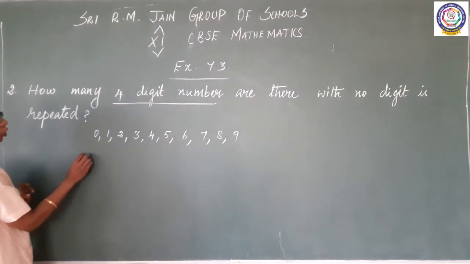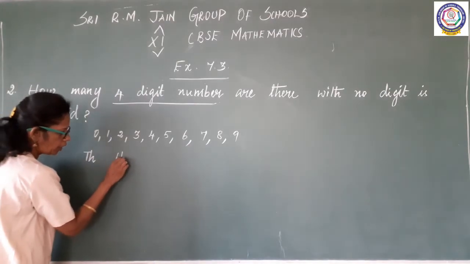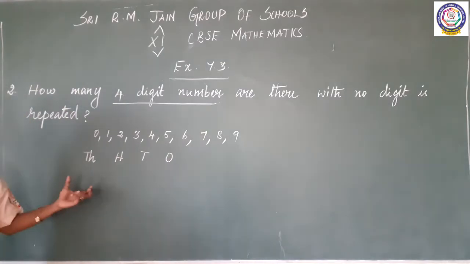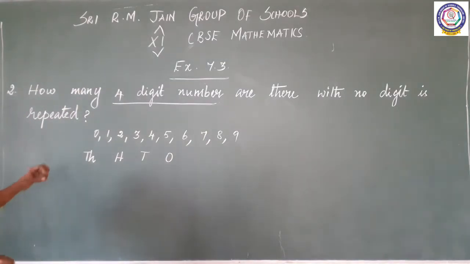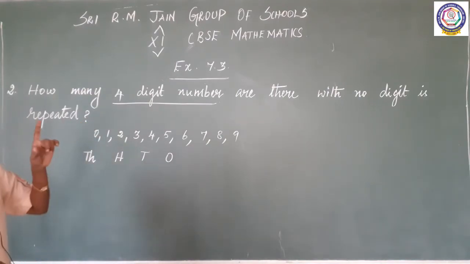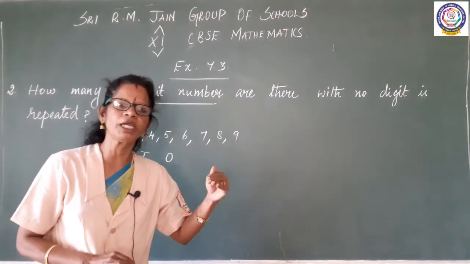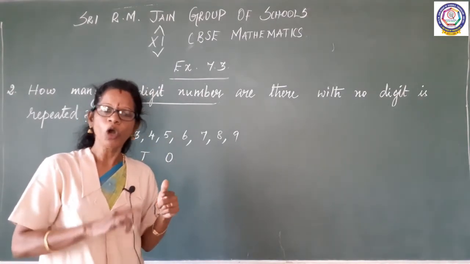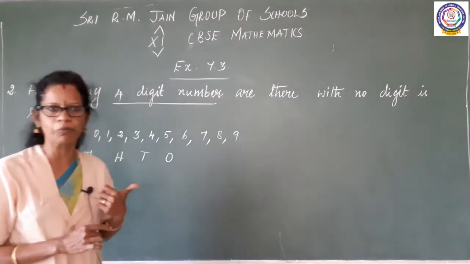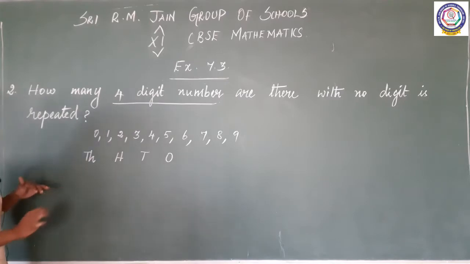A 4-digit number means what? Thousands, hundreds, tens, ones. This is our format to frame a 4-digit number. So thousands place cannot be filled by 0. Will you agree or not? Why am I saying the thousands place cannot be filled by 0? Once the thousands place is filled by 0, it will act as a 3-digit number, right? So thousands place cannot be filled by 0.